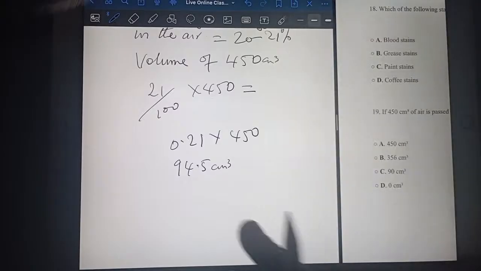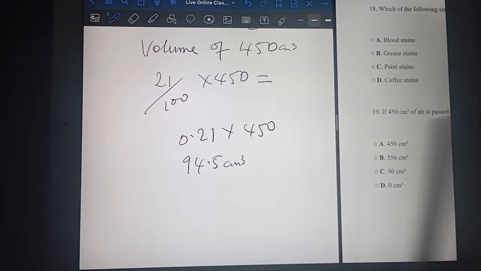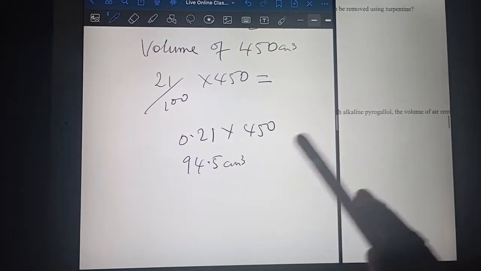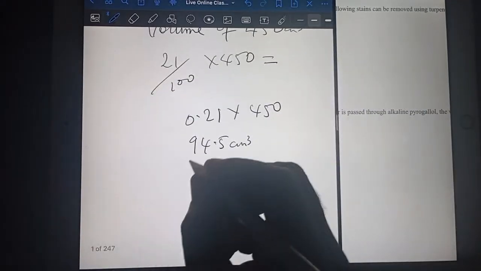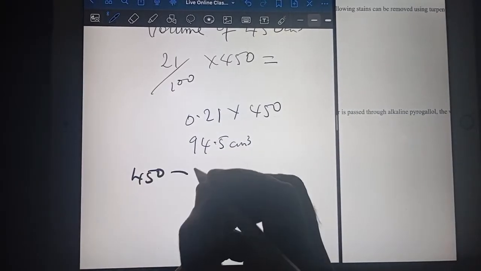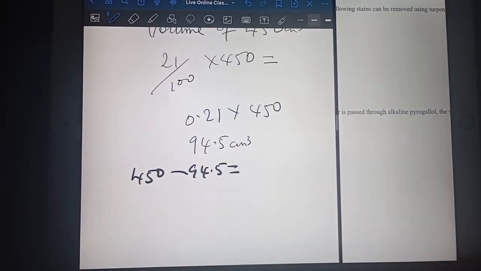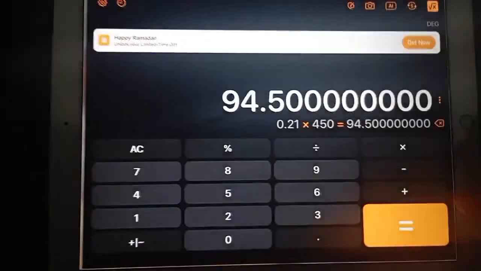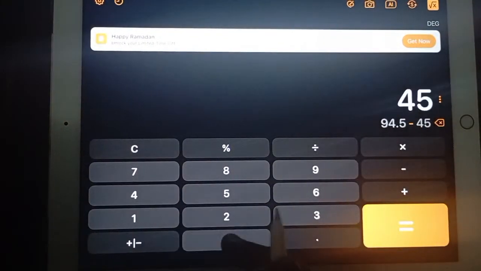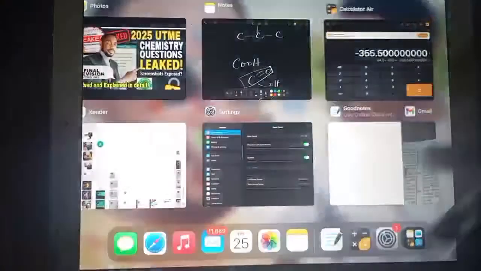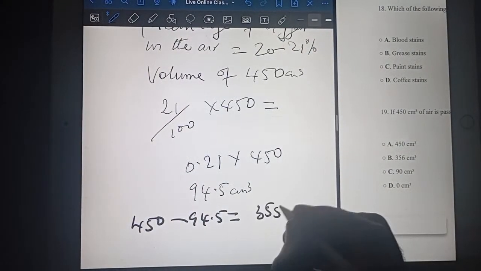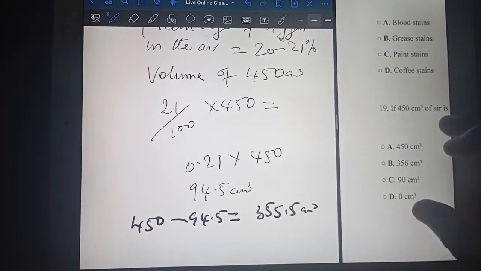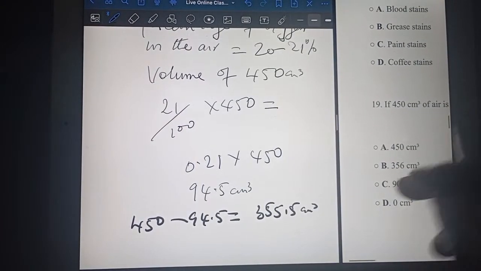The air has reduced by 94.5, but they say calculate the volume of air remaining, which means the one remaining should now be the total minus the volume of oxygen. The total is 450 minus 94.5, and the answer here is 355.5 cm3, which is option B on approximation. So we move to question number 20.